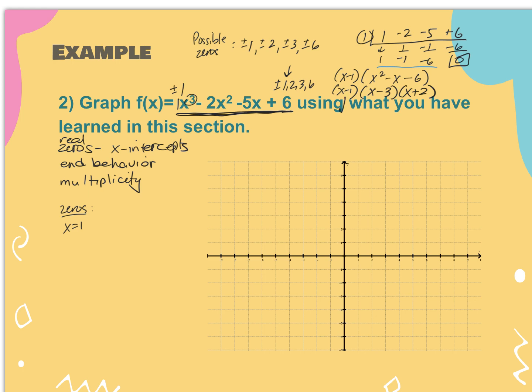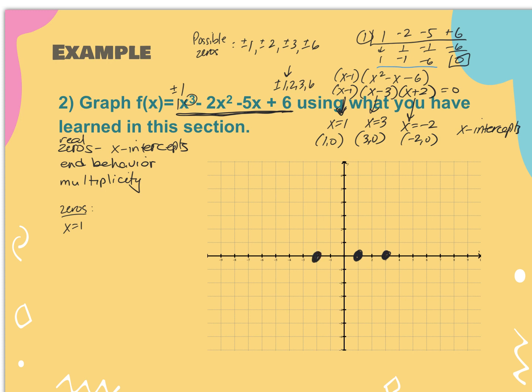From those three factors, I'm going to make them equal to 0, and I'm going to get my zeros. So x minus 1, x equals 1. x minus 3, x equals 3. And x plus 2, x equals negative 2. So now I have my zeros, and I can think of these as ordered pairs: (1, 0), (3, 0), and (negative 2, 0). And remember that our real zeros are our x-intercepts. So I know that my graph is going to cross at (1, 0), it's going to cross at (3, 0), and it's going to cross at (negative 2, 0).